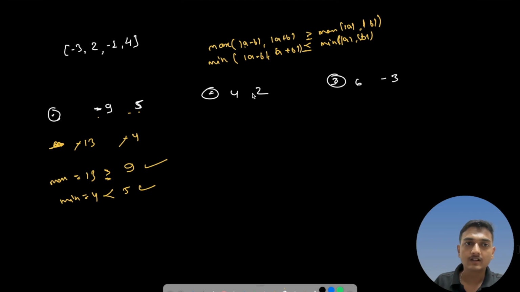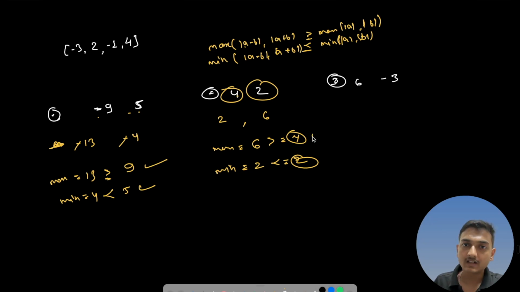Super. So let's find the solution for the next case. The difference is 2 and the summation will be 6. So the max will be 6, which is greater than or equal to 4, and the minimum is 2, which is less than or equal to 2. This 2 is this 2 and this is this 4. Super. So this condition is also satisfied.